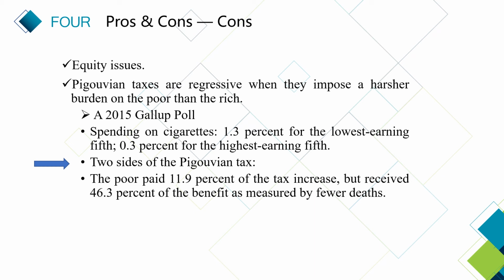On the positive side, low-income people are more responsive to higher Pigouvian taxes. The poorest half of smokers reduced their cigarette consumption 4 times more than the richest half did. As a result, the poor paid 11.9% of the tax increase, but received 46.3% of the benefit as measured by fewer deaths. Therefore, Pigouvian taxes have two sides.